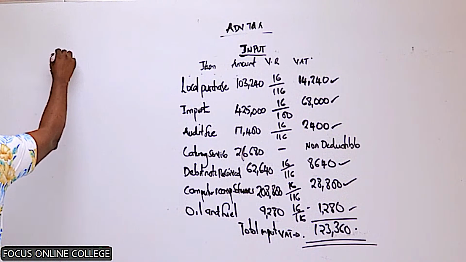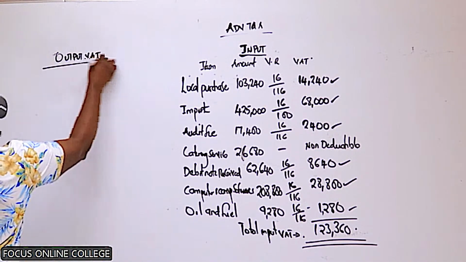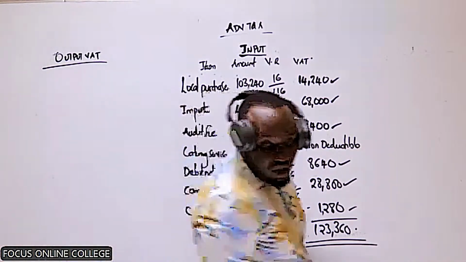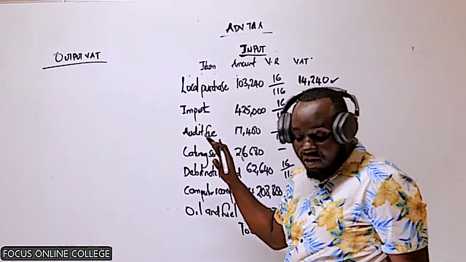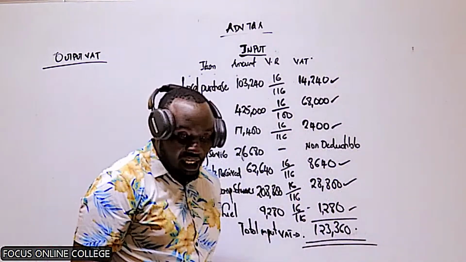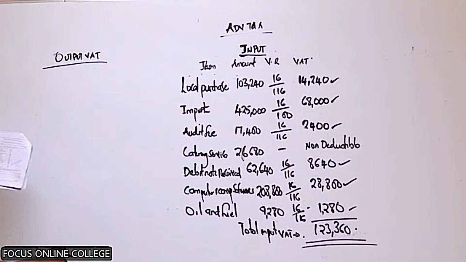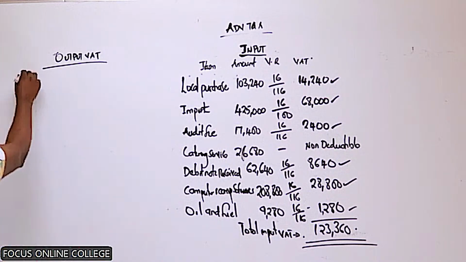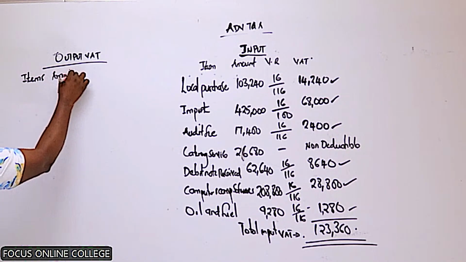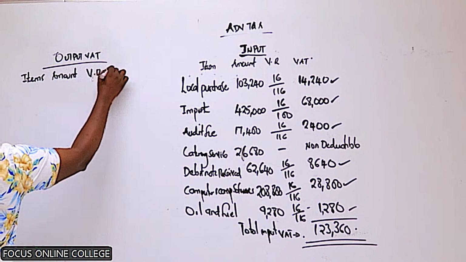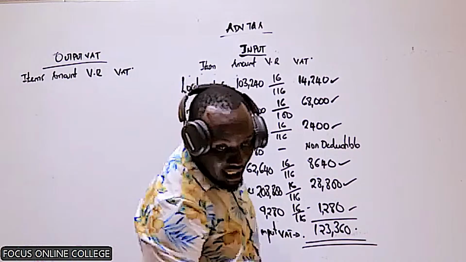Before we do the restriction, we get the output VAT. Is there anything on input that we've not given? So we have everything on input. Is that correct? We respond with a yes if that is sorted. Perfect. So I go to the sales. We have the items, the amount, the VAT rate, and then the VAT. Are you able to see the board perfectly well?